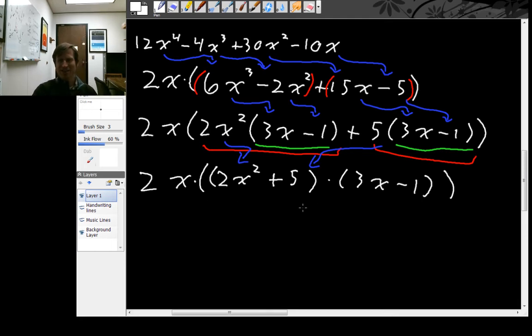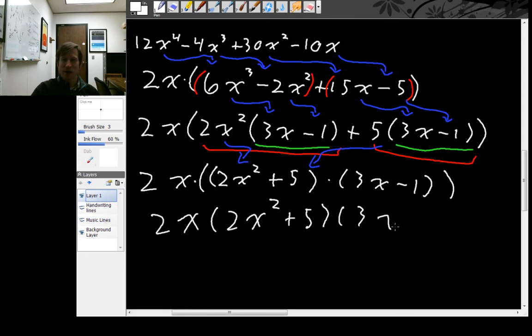It looks like we have a set of extra parentheses here that we don't need, so maybe we should rewrite it to get rid of those. 2x times 2x squared plus 5 times 3x minus 1. And again, if we wanted to check this, we could multiply everything out and see if we get back to where we started. But let's not check this one. I think maybe we did it right.